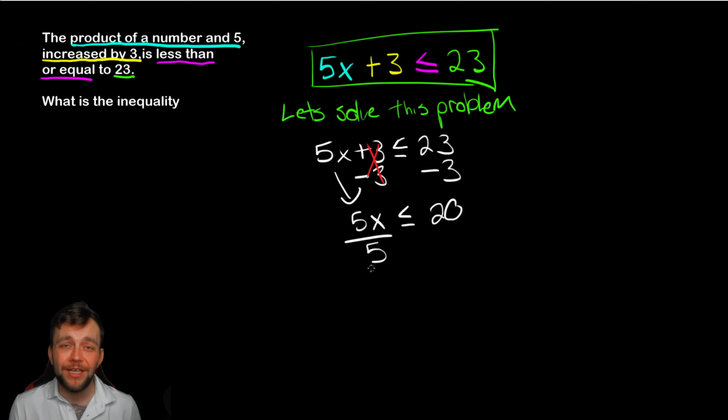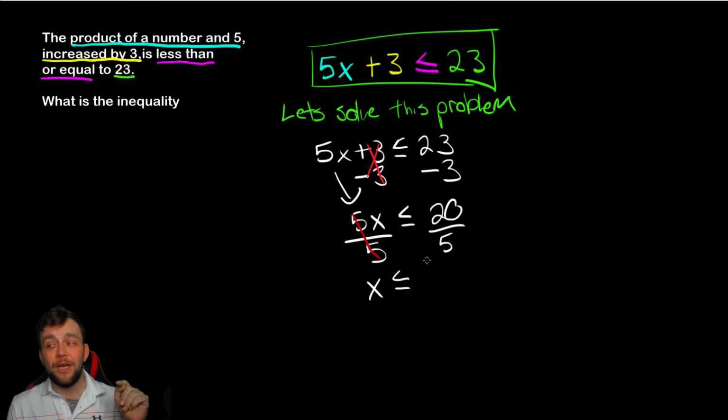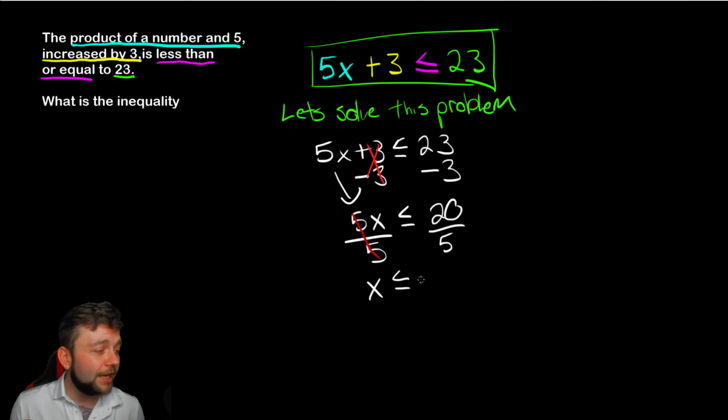We want to isolate the variable. We want to get the variable by itself. So let's divide this left side by 5, and whatever we do to one side of the equation, we must do to the other side. So we divide the right side by 5. The left side, 5 divided by 5, is just another way of thinking of the number 1. The right side: x is less than or equal to, what is 20 divided by 5? That is 4, right? Not too bad.